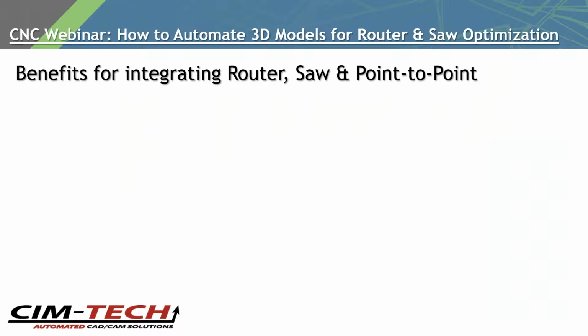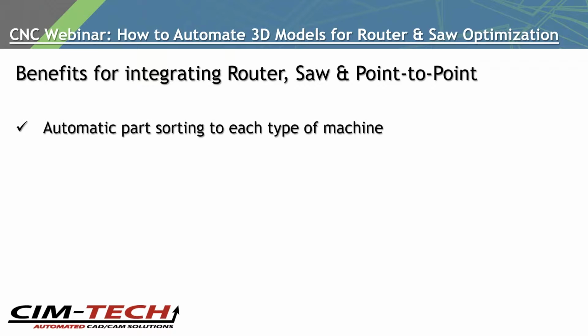Here's the benefits for integrating these different types of machines together. First off, we're going to be able to automatically sort parts to go to different types of machines. So for example, if you have a router and a point-to-point and a saw, you could choose to take all of your rectangle parts that don't have any other machining and send those to the saw. And then if they did also have machining, they could be single part programs that go to a point-to-point type of machine. So we could automatically sort those.